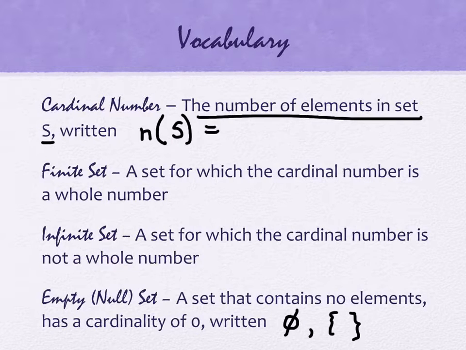Now, if you talk about the cardinality of this, cardinality is defined as when you write the n with the set in parentheses next to it. The cardinality of this is 0. I know this notation looks kind of funny, but this is saying the number of items in the empty set is 0.